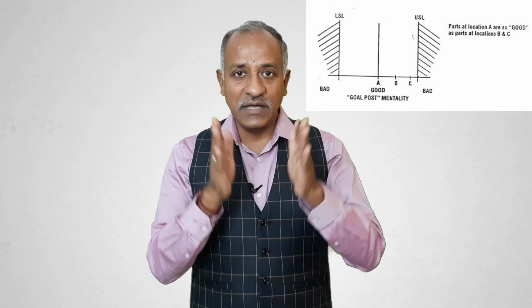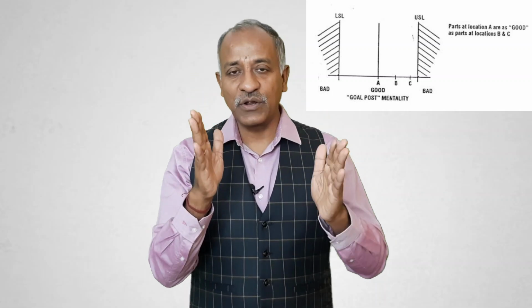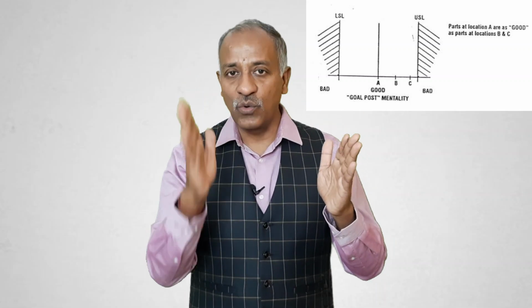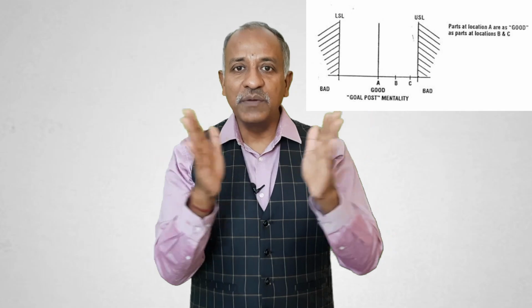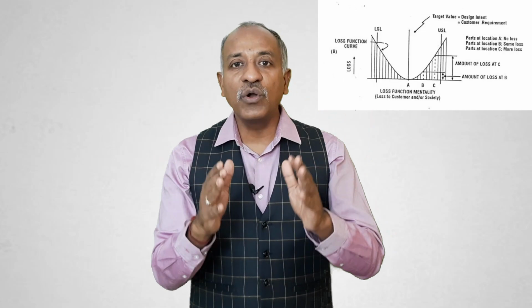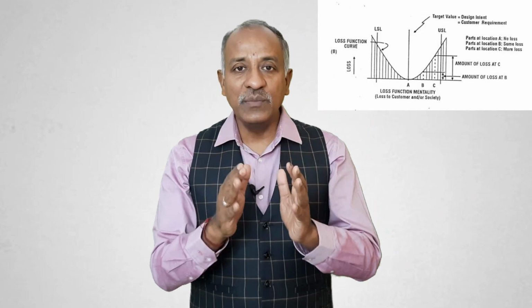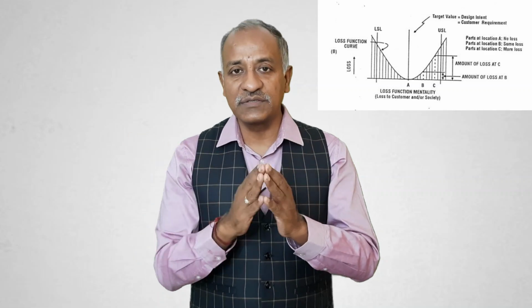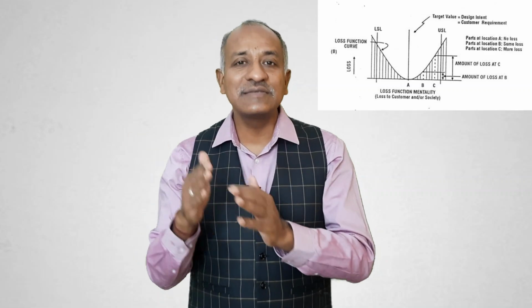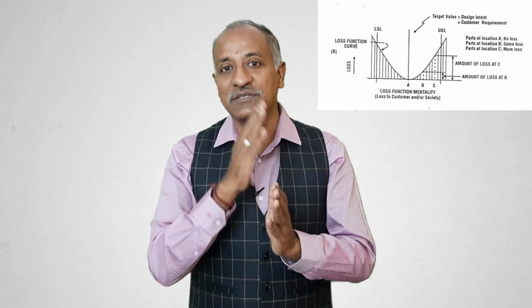Now let me summarize that one more time. When we talk about goalpost mentality, our objective is that everything should be between the upper and lower specification limits. But when we talk about loss function, we are assuming that everything should be in the center, because as we move away from the center, there is a possibility that some loss gets accumulated, and we should try to avoid it as much as possible.